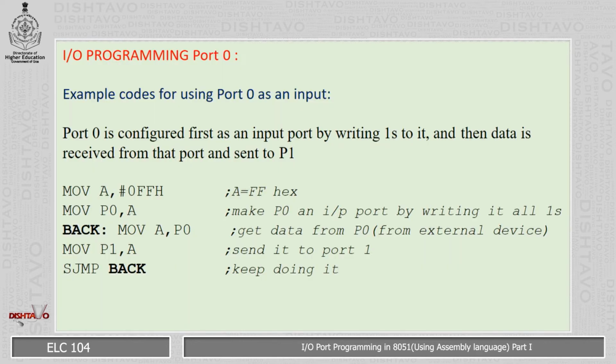Now, suppose I'm using port 0 as an input port. Let's look at the problem statement. Port 0 is configured first as an input port by writing 1s to it, and then the data is received from port 0 and sent to port 1. So first we have to make port 0 an input port, so I have to write it with FF.